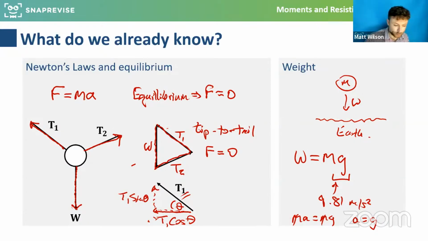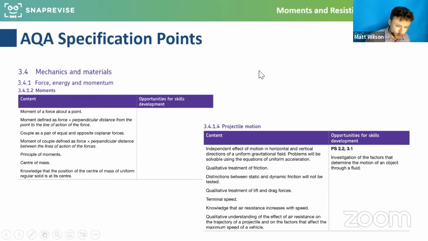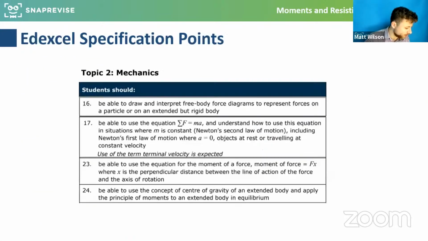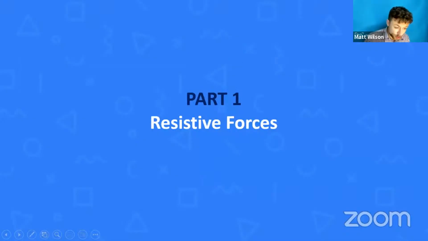Okay, so that's the stuff that we're going to need to know going into today's session. Here's the spec points for the three main exam boards. So AQA, in the UK at least, we've got AQA, OCR, and EdXL. And we're really ready to get going now. So we're going to start by talking about resistive forces. And then the second half, we'll talk about rotational motion.